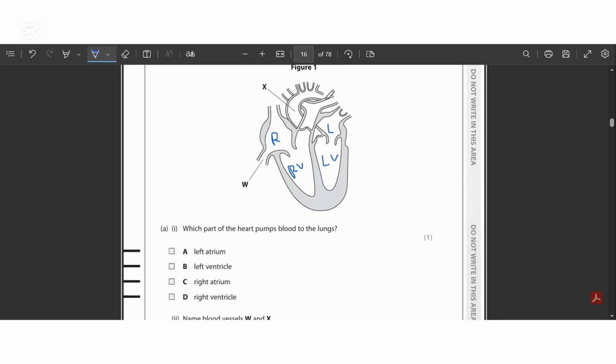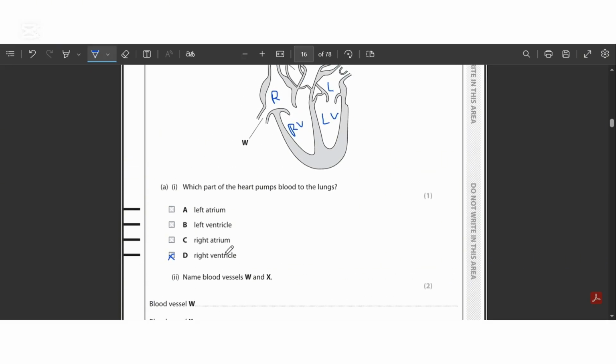So since they have mentioned here no pulmonary artery, but the left atrium and left ventricle, and then right atrium and right ventricle, we can say that the blood is going to the lungs via the right ventricle. Hence, the answer will be D. Okay. All right.